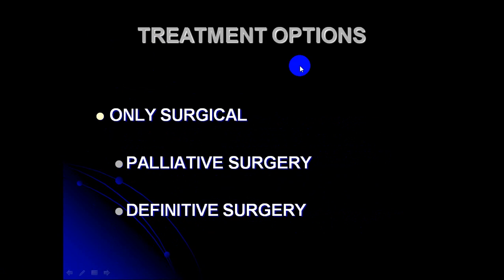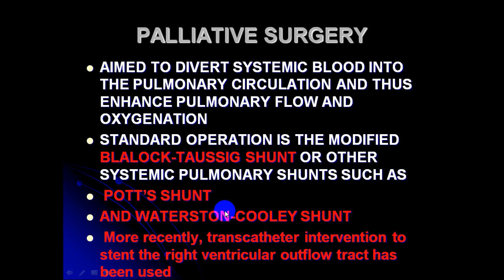So treatment is palliation, as we said, until the child grows well, or doing definitive surgery right away in the first 3 to 6 or 6 to 12 months of neonatal life. A few points about palliative surgery: it is aimed to divert systemic blood into the pulmonary circulation and thus enhance pulmonary blood flow and oxygenation of the blood.